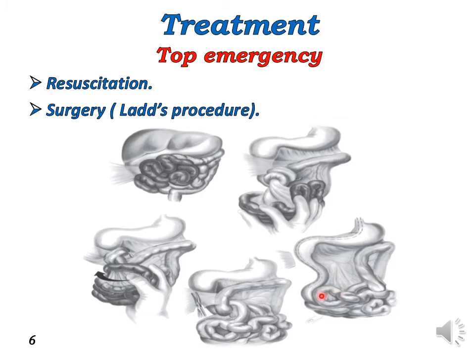These are the steps of Ladd's procedure for malrotation of the midgut: exploration, evisceration of the bowel; detorsion of the bowel; division of Ladd's band; widening of the mesentery and redistribution of the small bowel on the right side and large bowel on the left side; incidental appendicectomy.